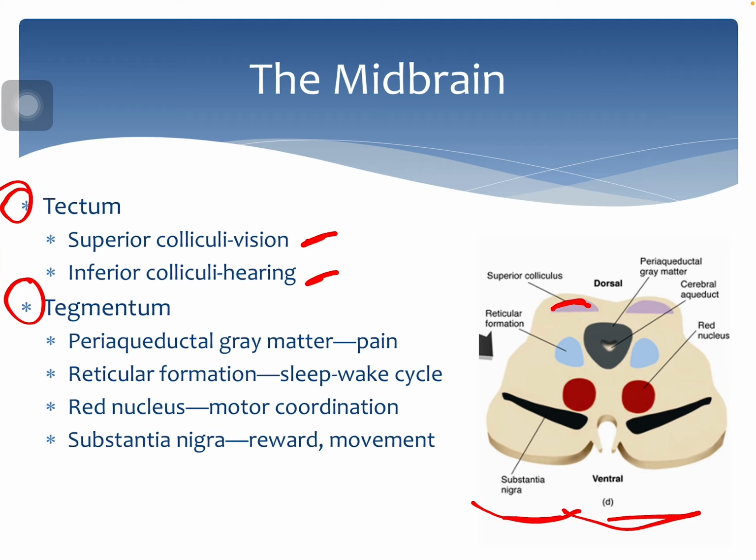And you can see the tegmentum is made up of the periaqueductal gray matter, which is really important for pain. And we won't really go into detail here, but this particular area is a really important portion of the brain that's responsible for the sensation of pain and for controlling those particular experiences.